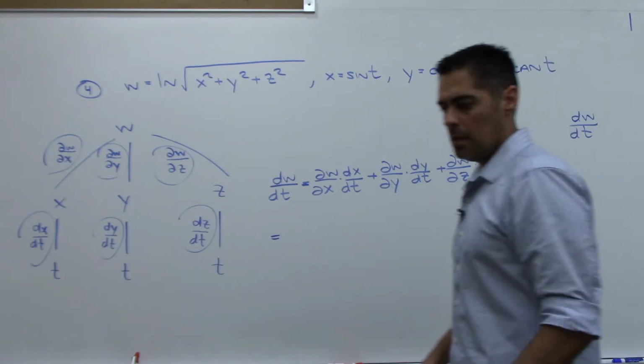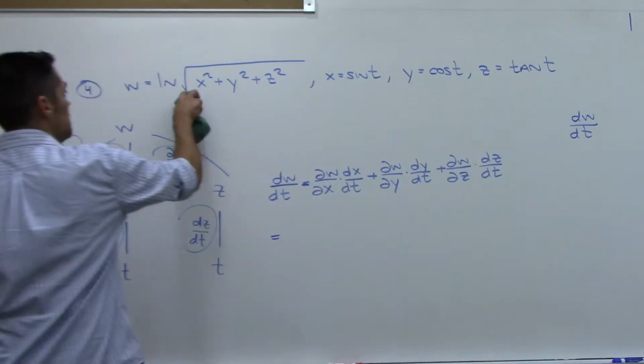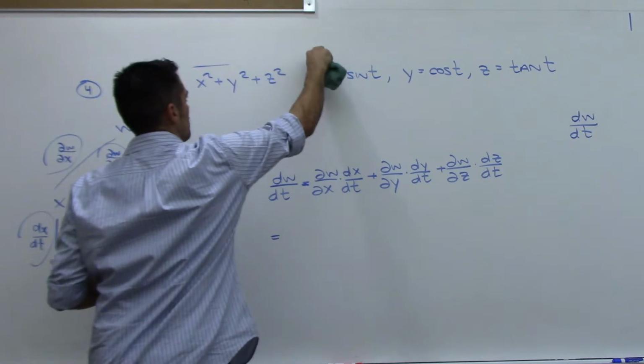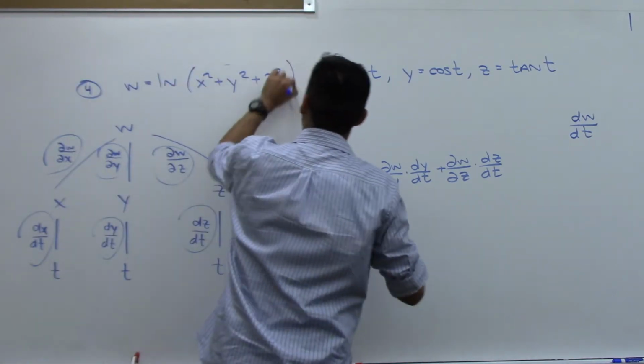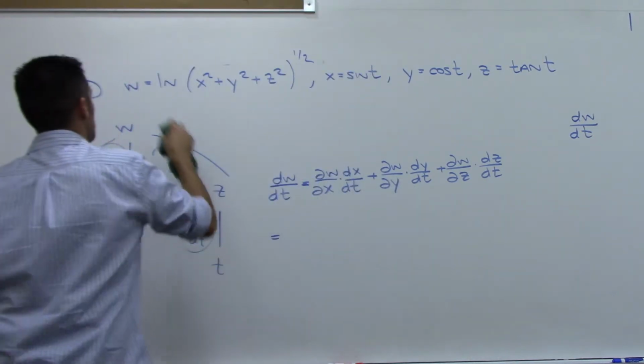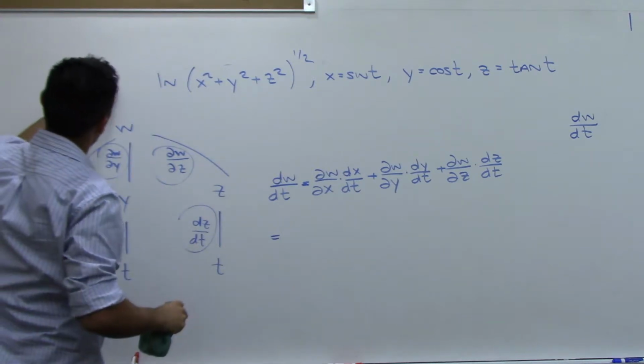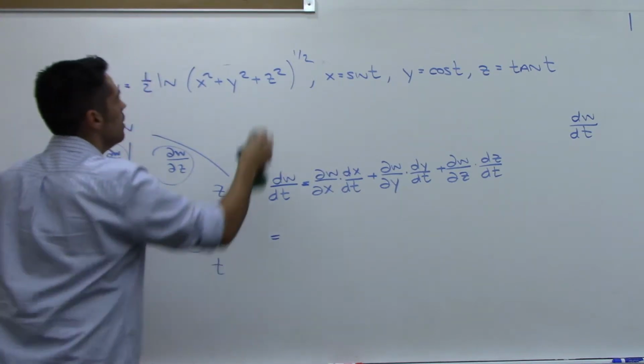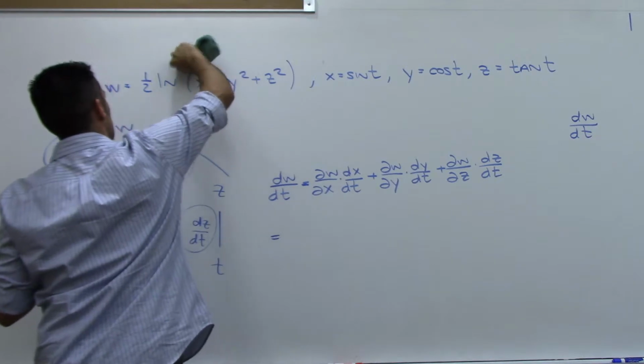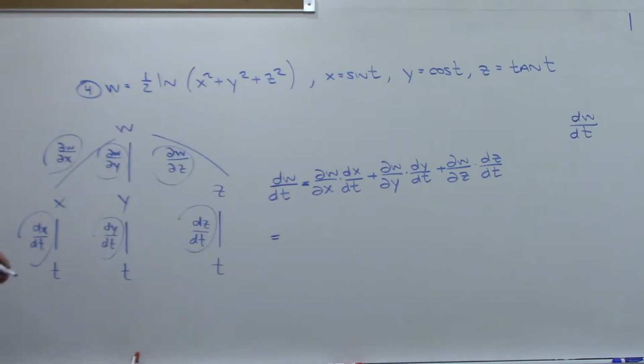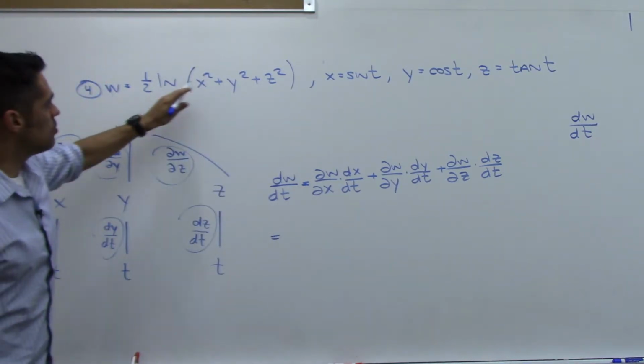Well, the first thing I'm going to do is remember that this square root really means raising to the 1/2. And then I'm going to remember a property of logs that allows me to bring that 1/2 out front. So that's really what I'm looking at. It's a little easier to take a derivative of that.